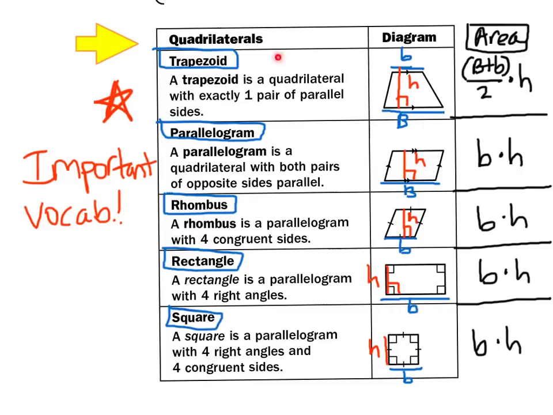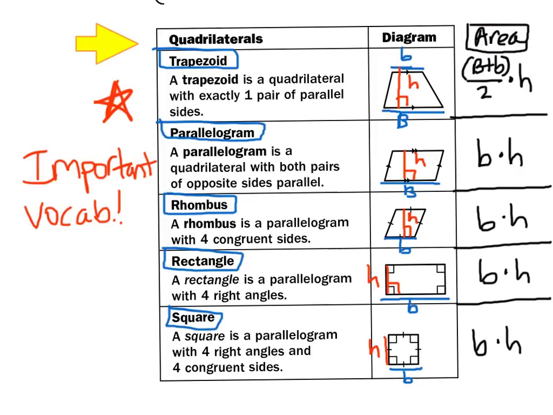Okay, this is really important. A 4-sided shape is called a quadrilateral. Quad meaning 4, lateral meaning sides. But now there are lots of common quads that we're going to be talking about and exploring. And I want you to add this column for area.